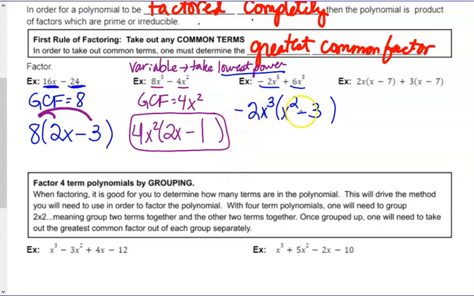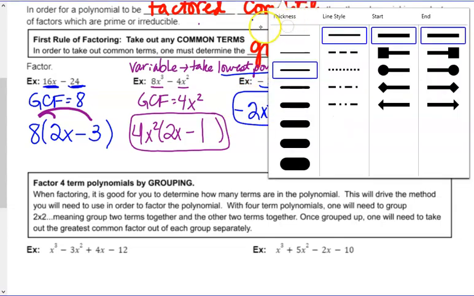So negative 2 times negative 3 gives me a positive 6. And I brought x cubed out front, which is how many I had back here. So this should be my final answer. Go ahead and distribute. This times this gives me my negative 2x to the 5th. And negative 2x cubed times a negative 3 does give me my positive 6x to the 3rd. And that would be my final answer.